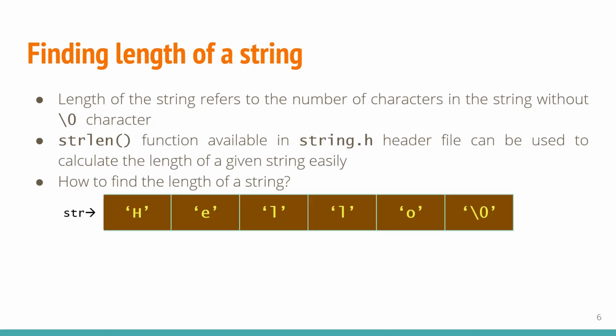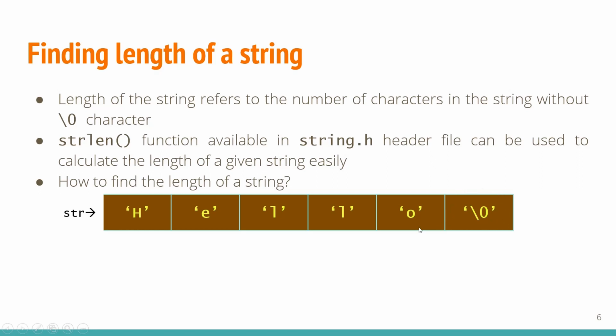Let's assume that str is a string. The content of this string is hello followed by backslash 0. Each element of the string is represented with a character constant, hence I have represented them with a pair of single quotes. The end of the string is represented by backslash 0, which refers to the point where the string stops. So my string is hello.